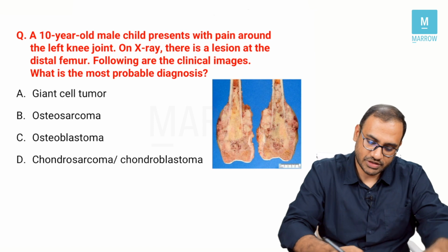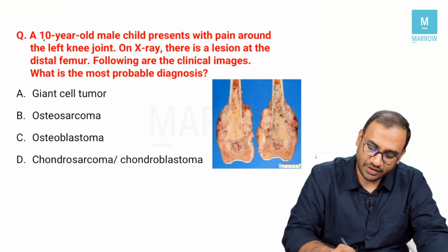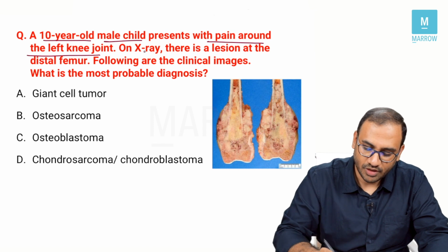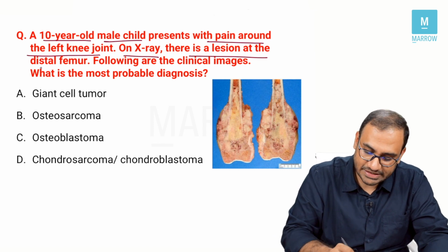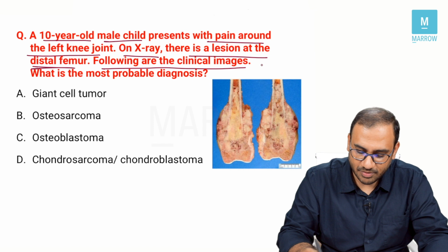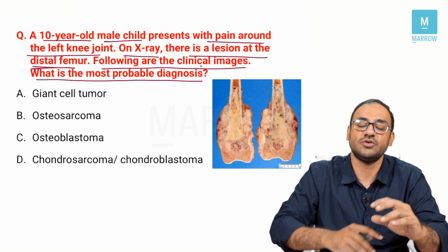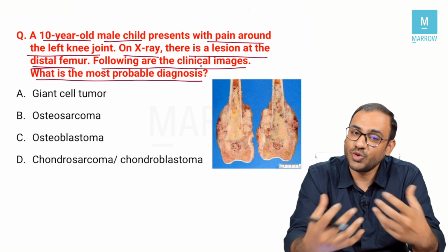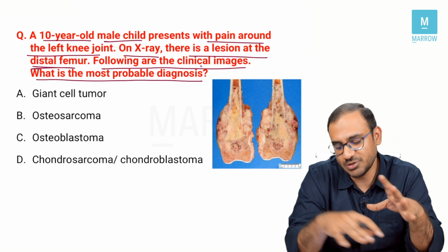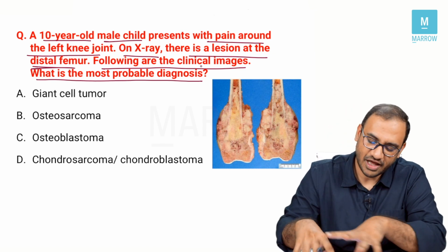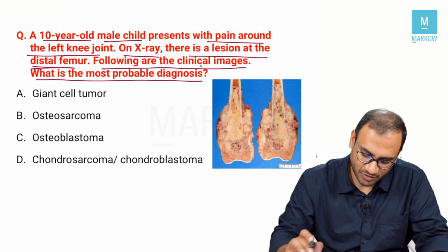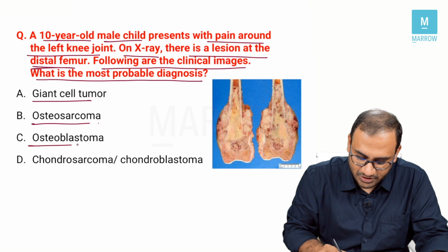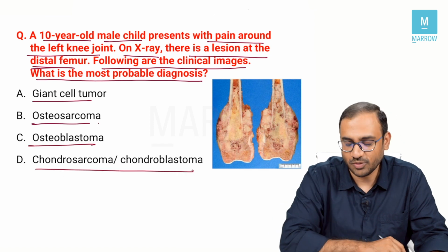Now let's look at this question where it read something like a 10-year-old male child presents with pain around the left knee. On X-ray, there is a lesion at the distal femur. Following are the clinical images. What is the probable diagnosis? Again, a few students told me that there were X-rays provided. Some said there were no gross images, and most of the students said that the specimen image was provided, and this was the specimen image that was provided. The options are giant cell tumor, osteosarcoma, osteoblastoma, chondrosarcoma, and chondroblastoma.